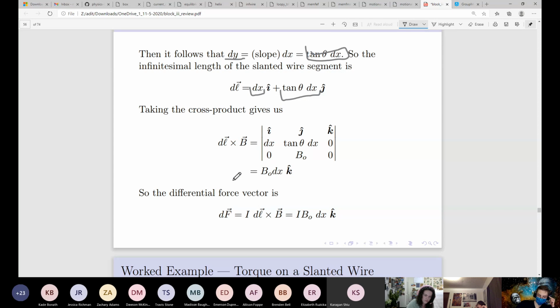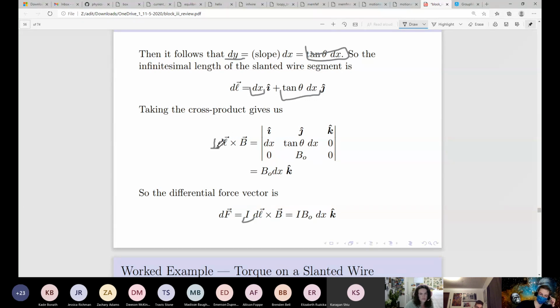And again, it sounds like an easy mistake, but it's happened. I definitely lost points for this in Phys 2 when I took it. Don't forget to multiply by the I to find your differential torque. Sorry, differential force. You're not done when you take the cross product. You need to include the I in there.